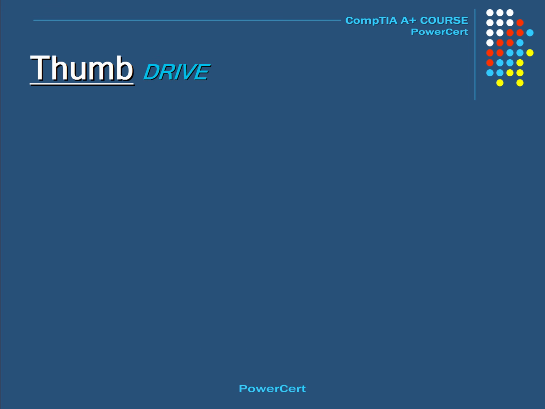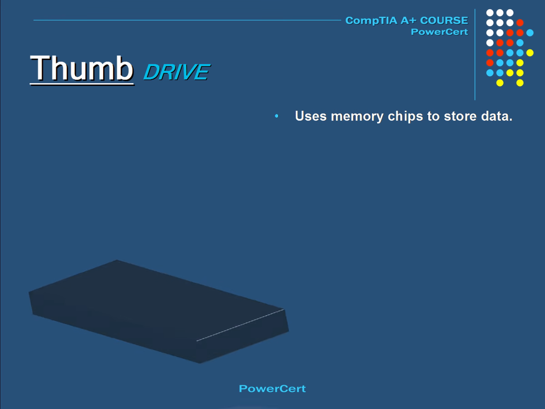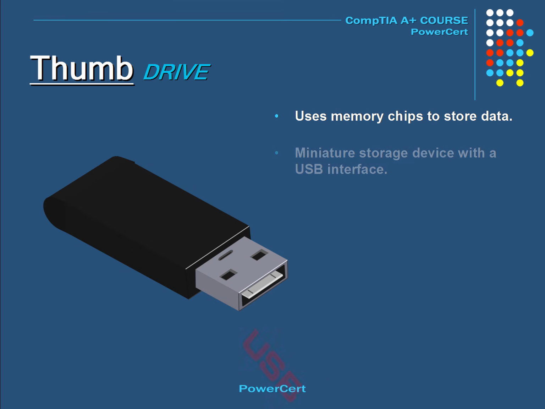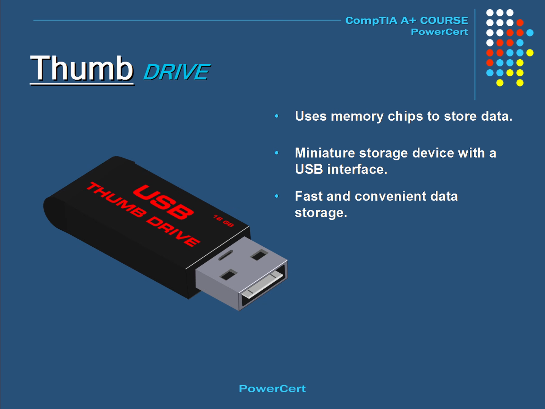Another type of removable storage is what's known as a solid-state disk. Now these have no movable parts. This type of memory uses memory chips to store data. These include thumb drives. A thumb drive is a miniature storage device with a USB interface. These devices can store anywhere from 256 megs to 64 gigabytes, and their size is small enough to fit on a keychain. They are a fast and convenient way to store data on the go.